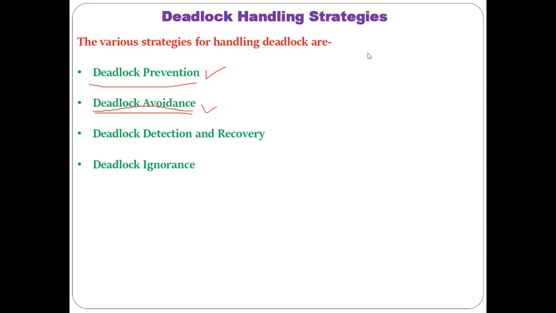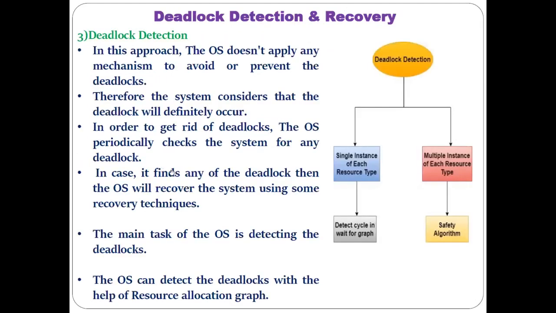Today we have to discuss the remaining two deadlock handling strategies. First is deadlock detection and recovery, and second is deadlock ignorance. Let's discuss first deadlock detection and recovery, then we'll discuss deadlock ignorance.